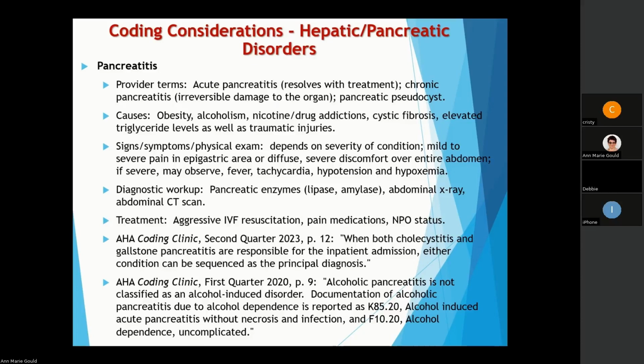I see a lot of docs writing alcohol-induced disorder, whether it's pancreatitis or they may attribute it to something else too. I can't think of the other diagnosis I saw. And Coding Clinic says, no, you can code both, because alcoholic pancreatitis is not an alcohol-induced disorder based on the coding rules and coding guidelines. So you can code your alcohol-induced acute pancreatitis as well as your alcohol dependence separately.